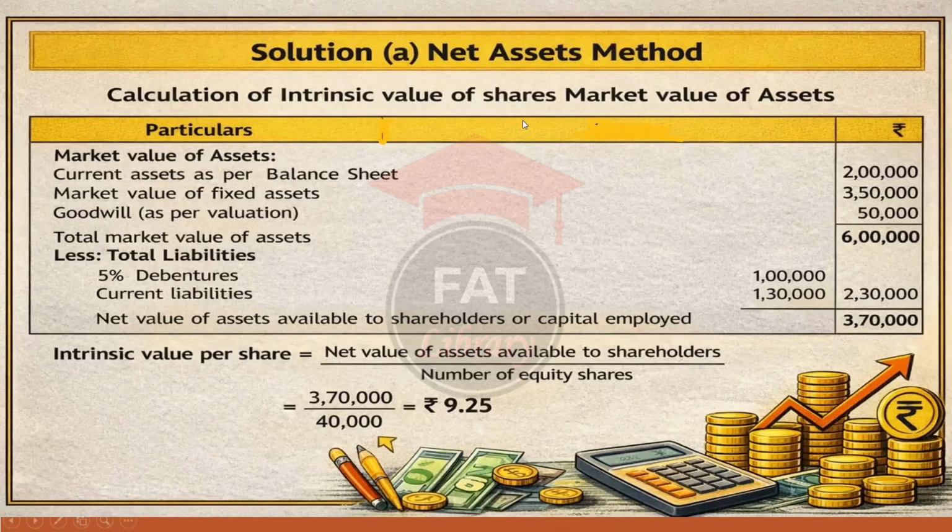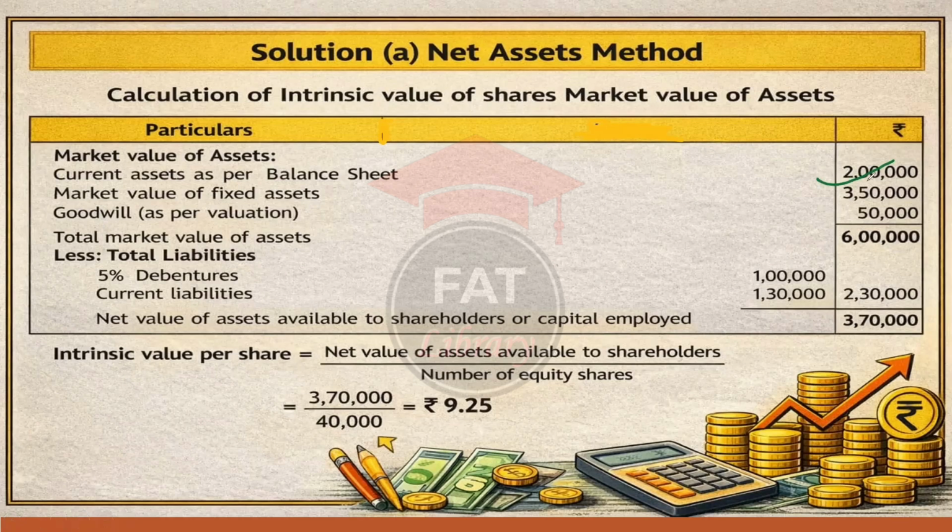So let us start with the solution under net asset method. I have already uploaded short videos for the format and the steps under different methods of valuation of shares. Please watch those videos first for a better understanding of the concepts. So here, we need to consider the market value of assets: the market value of current assets as per the balance sheet, and the market value of fixed assets and the goodwill as per the valuation. Whatever value they have given has been taken into consideration.